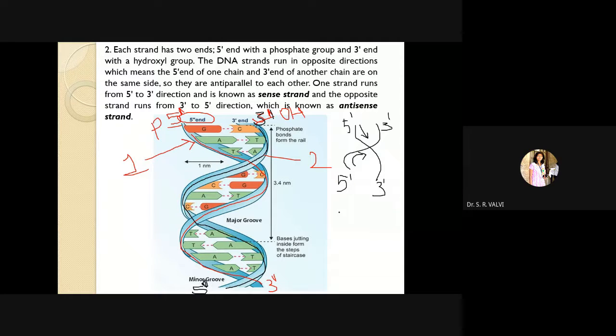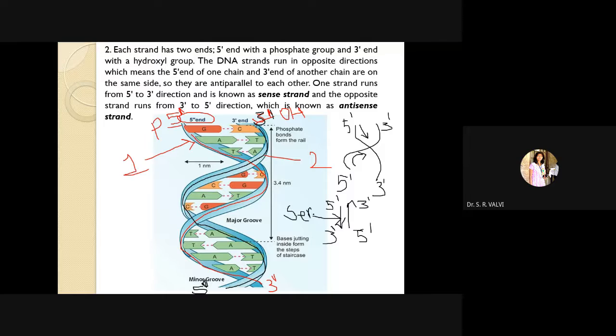So both the strands are anti-parallel. You can see here, both the strands are anti-parallel to each other, right? So one strand will run from 5 prime to 3 prime, and the opposite strand will run from 3 prime to 5 prime. So this basically is called what? Sense strand.